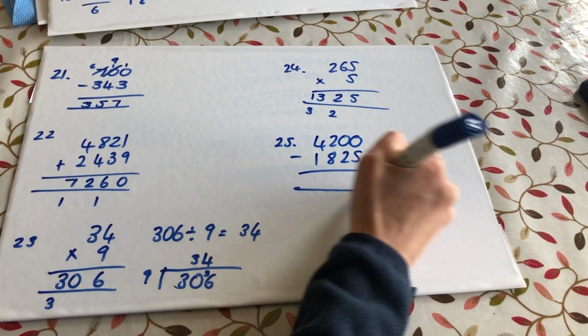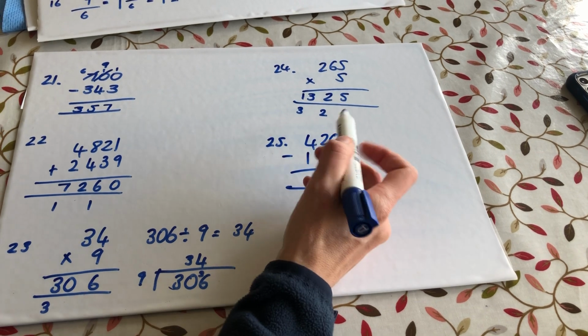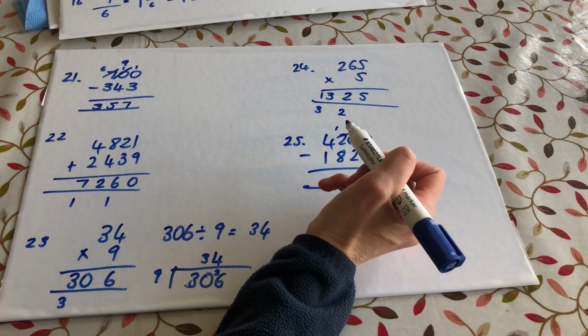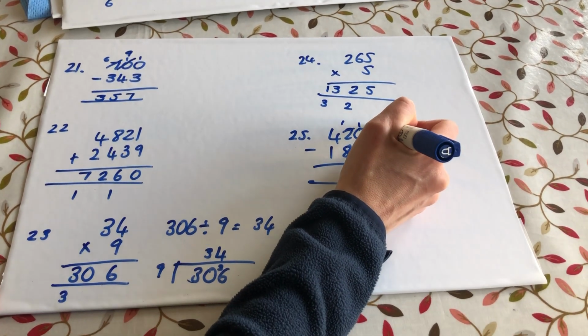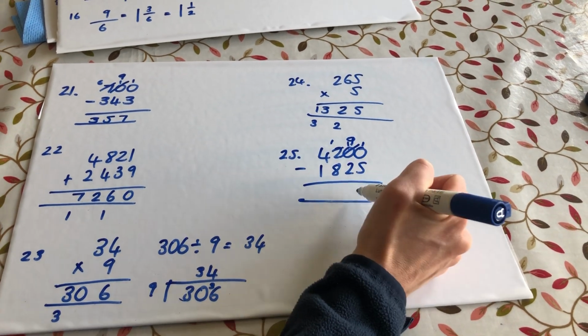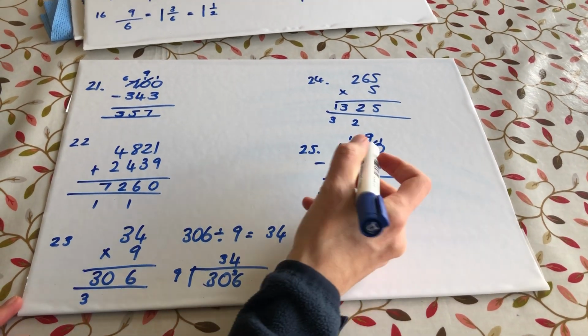1,825. 5 away from 0 I can't do, but there's nothing in the next column to help me, so I go to the hundreds. 2 hundreds becomes 1 hundred, and I bring 10 over. I still can't do it, but I can now exchange from the tens column. 10 tens becomes 9 tens, and I bring 10 over. 5 away from 10 is 5. 2 tens from 9 tens is 7 tens.